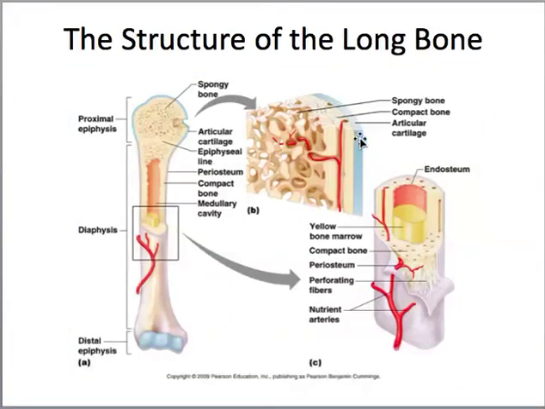Deep to the articular cartilage, you can see the compact bone here, which is arranged in structural units called osteons, which we'll see more about in a little bit. And then the spongy bone deep to that.